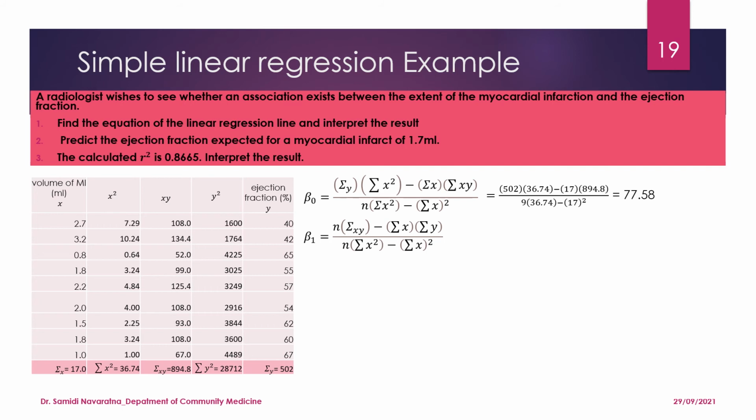So the value for beta naught, or the intercept or the constant for the equation, is 77.58. And let's see what would be the beta 1, that is the value for the slope.